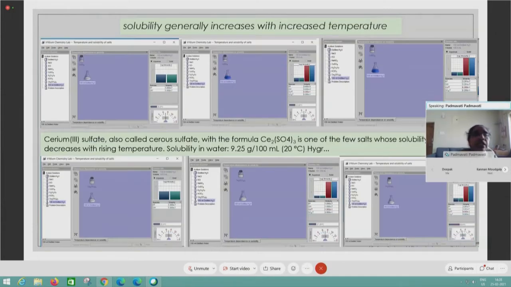Here I have taken an example. I hope it is visible here. You take this ChemCollective software, and in it, temperature and solubility of salts. I've taken copper sulfate and then added copper sulfate to this 100 ml of distilled water.